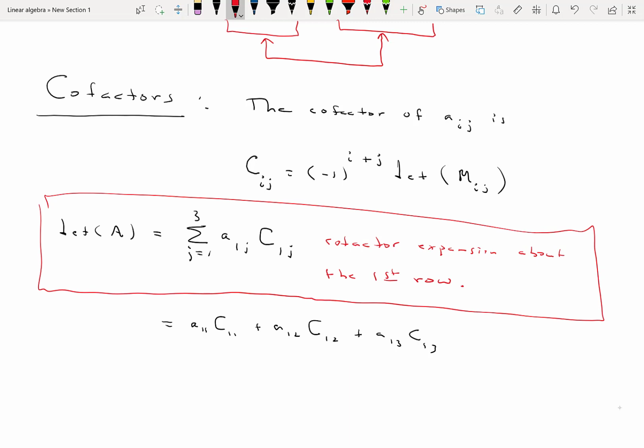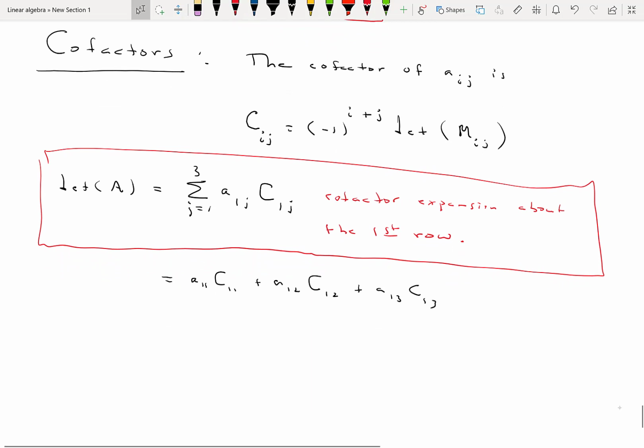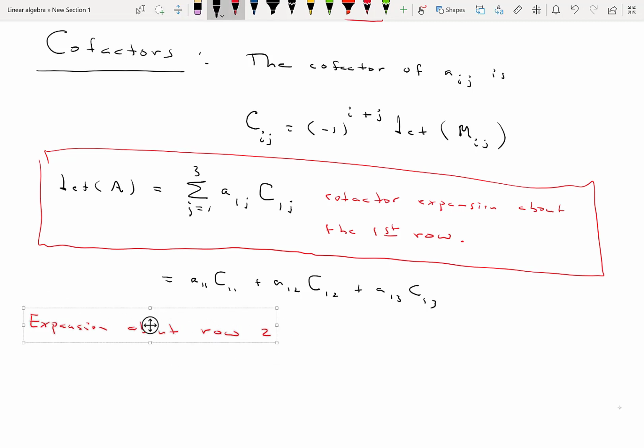Our next theorem tells us that we can evaluate determinants by expansion about any row, or actually any column. So if for example, I wanted to have an expansion about row 2, and I have no idea why I'm writing in red here. So I'm going to take that and write it in black. I have no idea why I changed it to red.